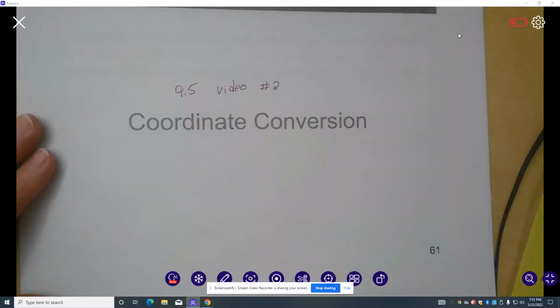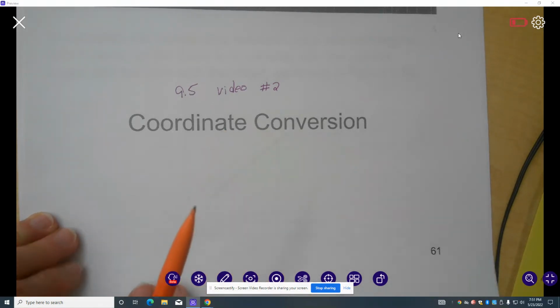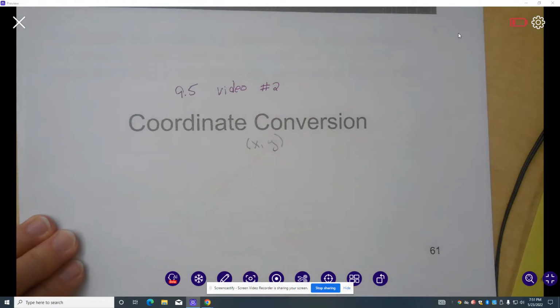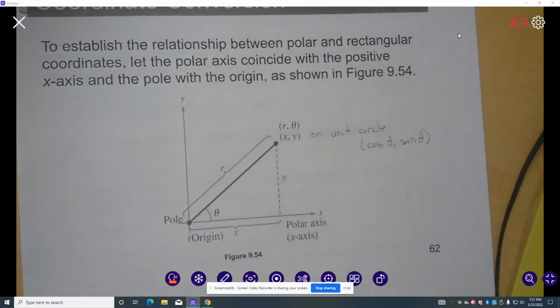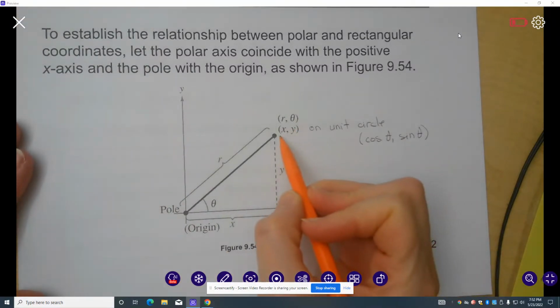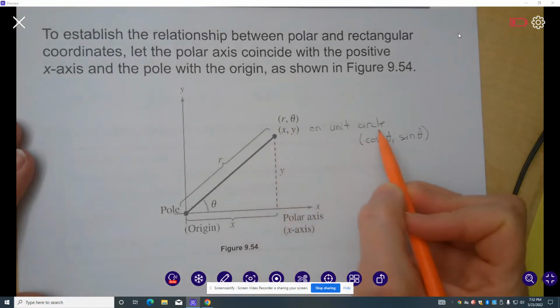This is the second video for section 9.5, polar coordinates. And in this one, we're going to look at how you convert between polar coordinates and what I'll call regular or XY coordinates. So this is the picture we looked at in the first part of this lesson where we showed a polar coordinate. And I want you to start thinking x and y on the unit circle.